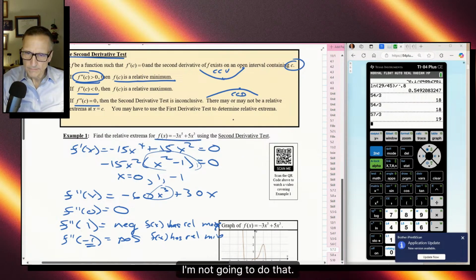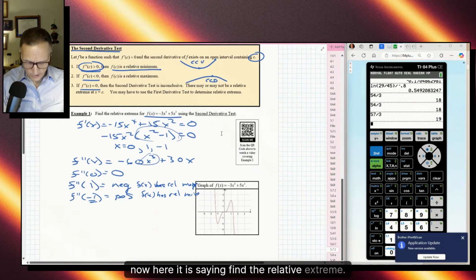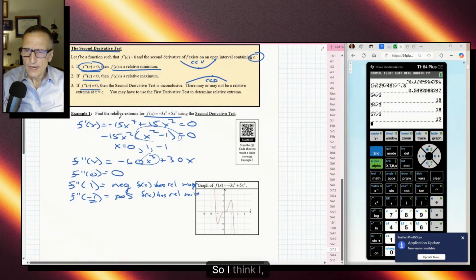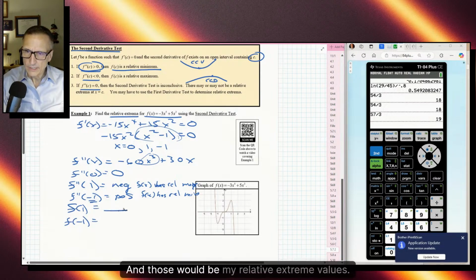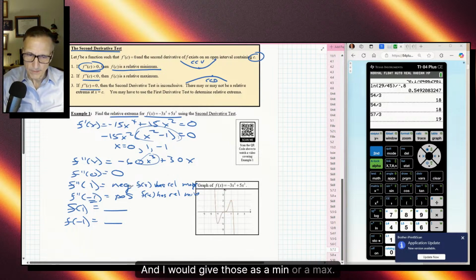I'm not going to do that. Now, here it is saying find the relative extreme. So I think I would go back and find what f of 1 and f of -1 are, and those would be my relative extreme values, and I would give those as a min or a max.